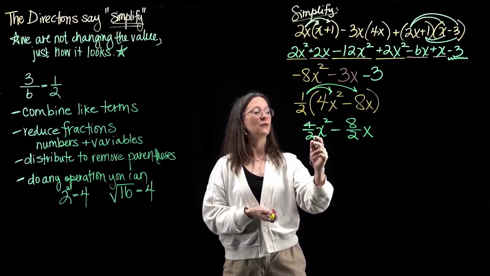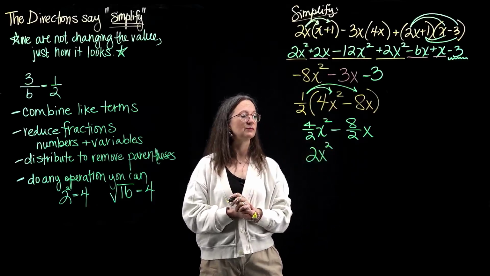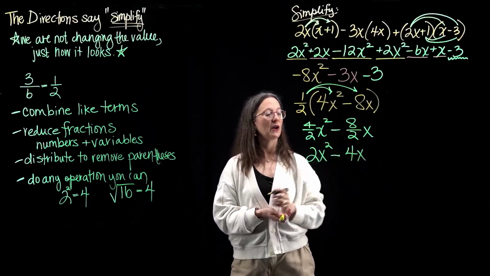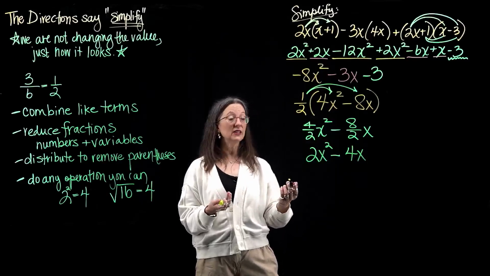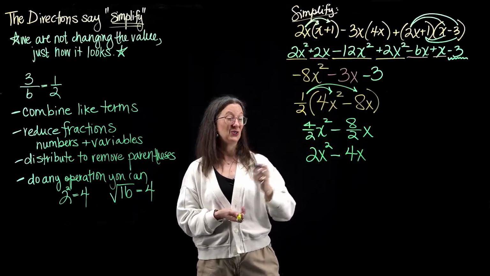All right, so I have 4 over 2x squared. I'm going to rewrite that as 2x squared minus 8 over 2x would just be 4x. But we would never want to leave an answer with a 4 over 2 in it. We would want to switch it to a 2x squared.